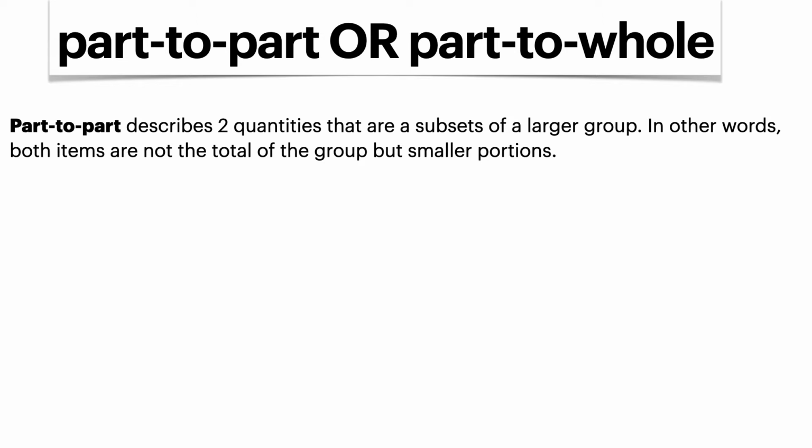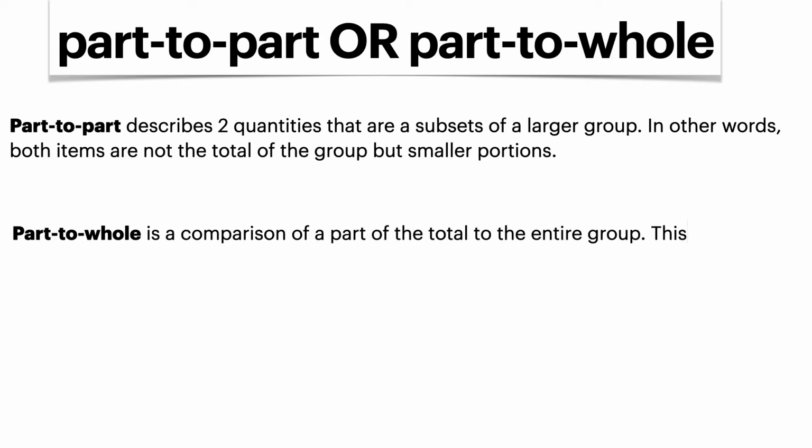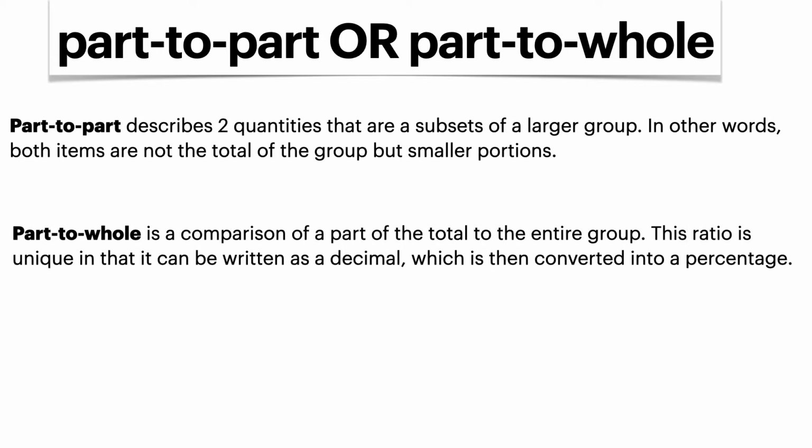So I could say, well, in this class, there is 2 boys for every 3 girls. Okay, well, that's not comparing to the entire class. That's just comparing particular people in the class. So it's not the entire class. Part to whole is where you compare to the entire class. So part to whole is the comparison of total group, entire group.